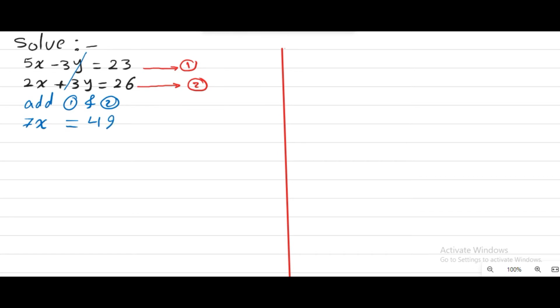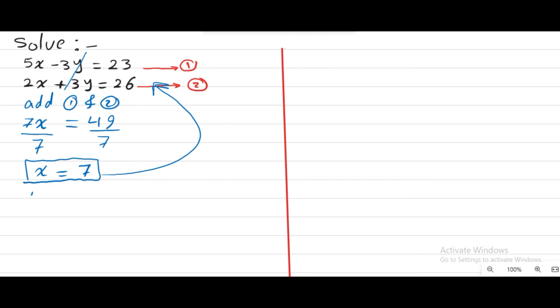Here we get a linear equation in one variable. We'll divide by 7, so x equals 7. So this is the value of the first variable. We can get any one of them firstly. We can get x first or y first, no matter. Then we'll take this value and substitute in any of these two equations. Any one is correct to get the value of the other variable.